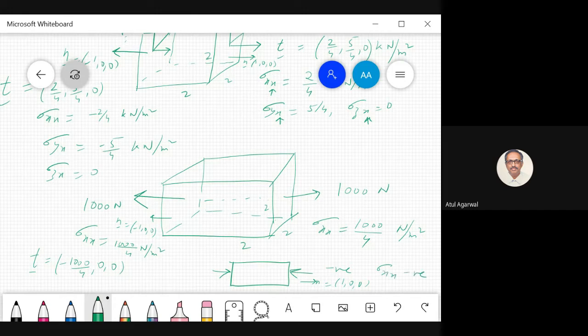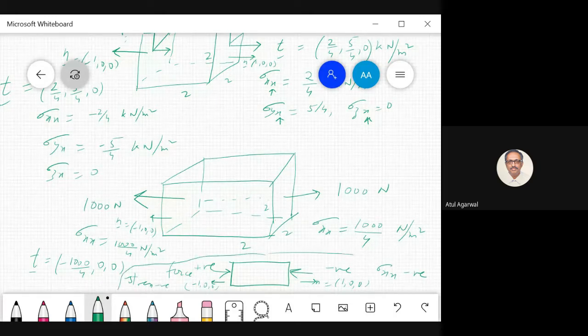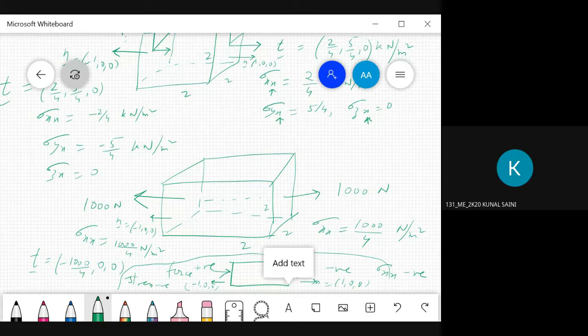Here you see what is happening. Force is positive, area normal is negative. Negative. So stress becomes negative. Can you see? So compressive stresses are negative, tensile stresses are positive.